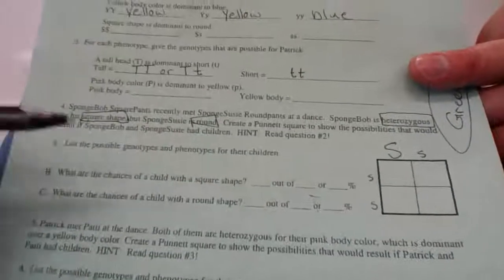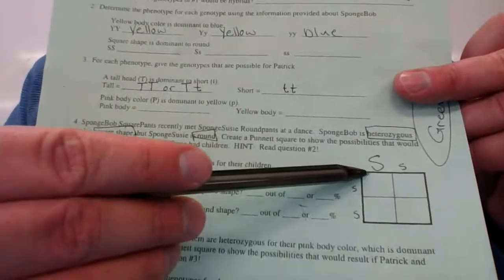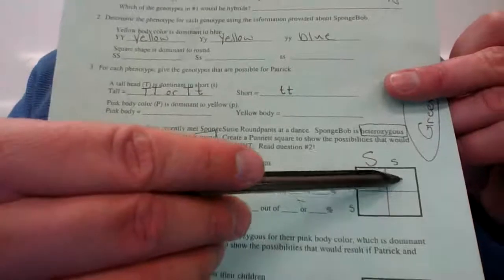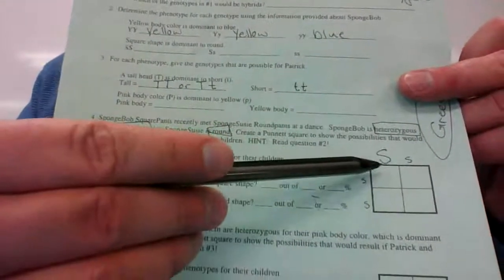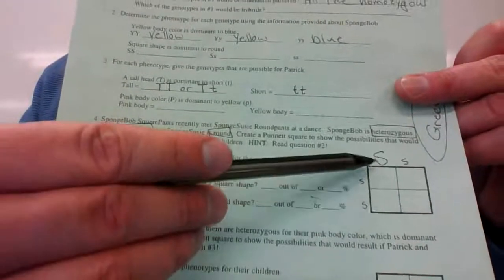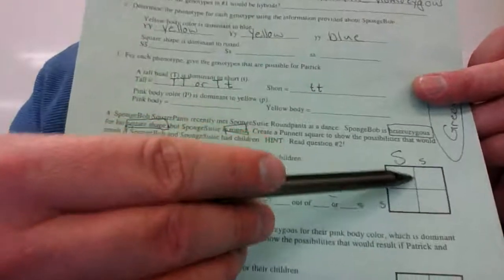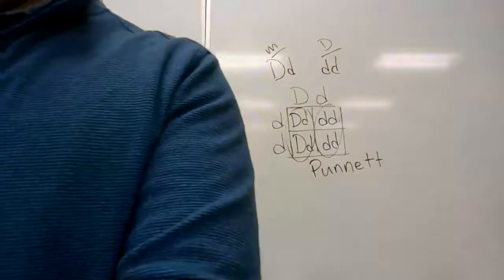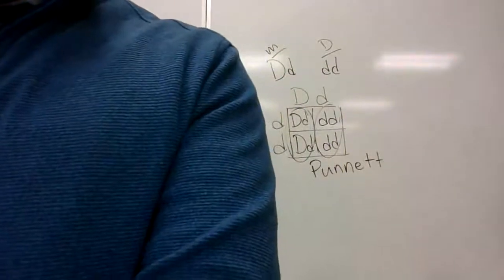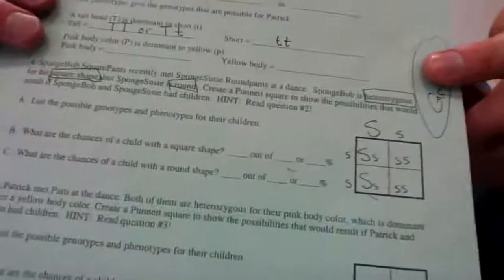Now when I do the cross, if SpongeBob gives his dominant allele and she gives this allele, it would be big S, little s. Here we get little s and little s. Here we get big S and little s. And then over here we get little s, little s. There's the filled out Punnett square.